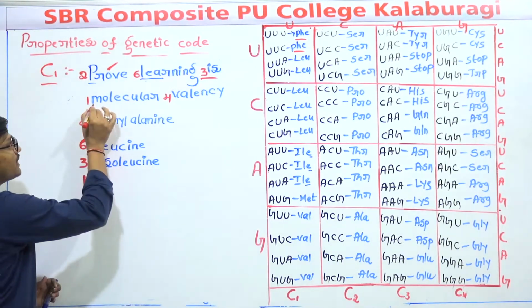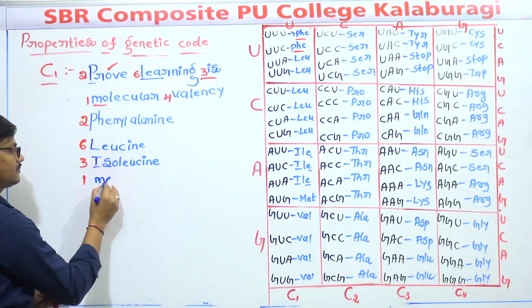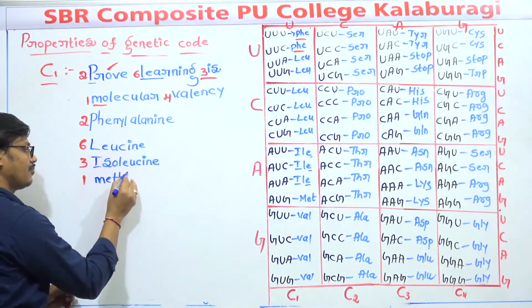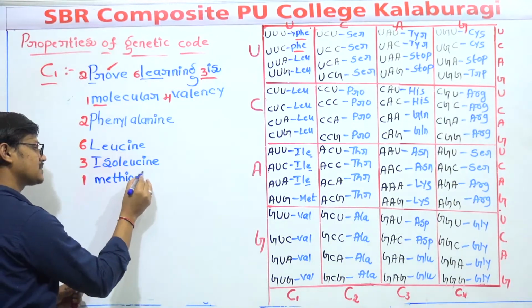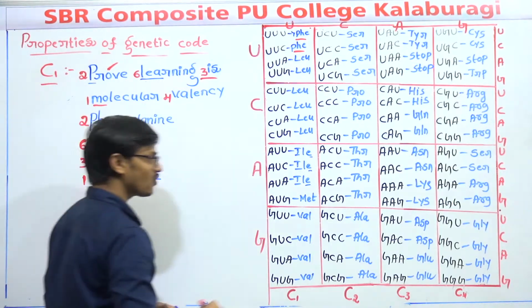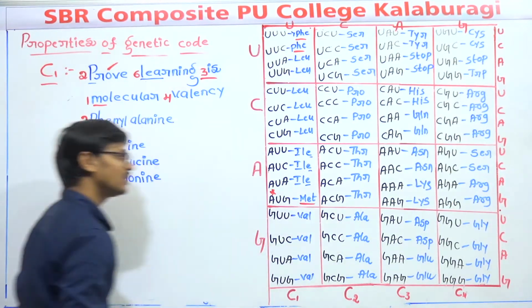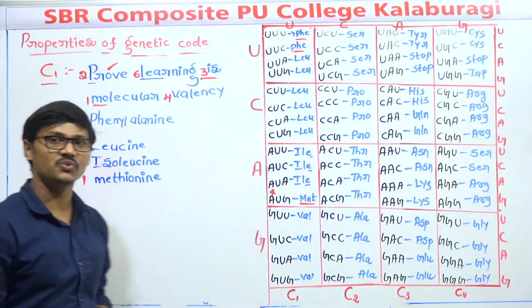Next, I have written 1 molecular. Here molecular, M, means methionine. So how many codons are there for methionine? See here, there is only one codon for methionine, that is AUG.